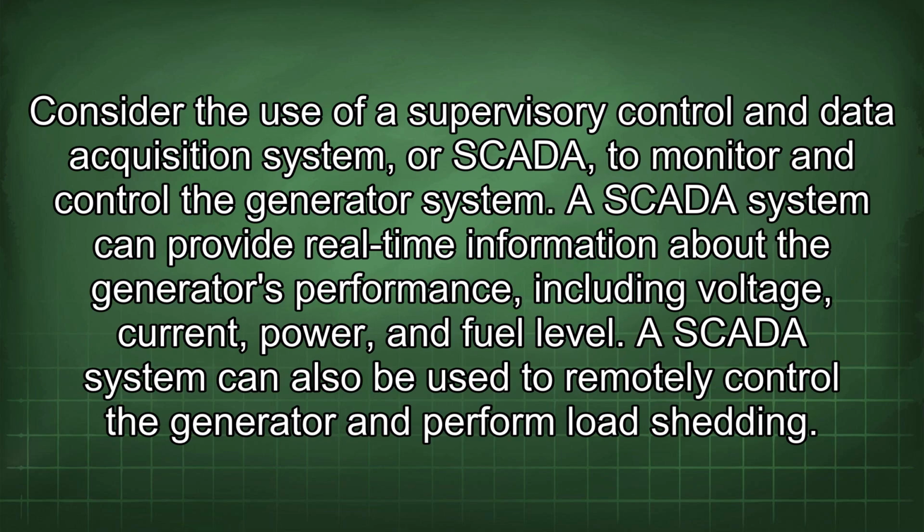Consider the use of a supervisory control and data acquisition system, or SCADA, to monitor and control the generator system. A SCADA system can provide real-time information about the generator's performance, including voltage, current, power, and fuel level. A SCADA system can also be used to remotely control the generator and perform load shedding.